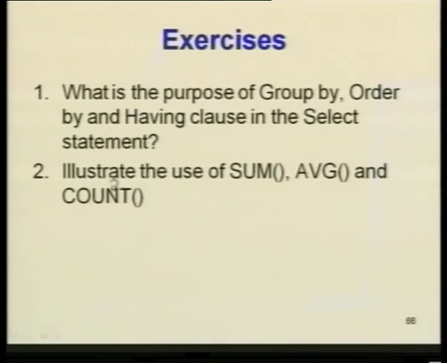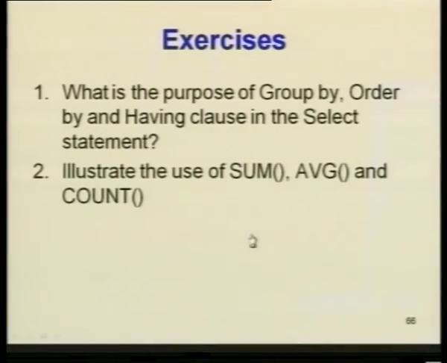Now let us look at some exercises. What do you think is the purpose of group by, order by, and having clause in the select statement? Order by we will be seeing. And when is the group by and having clause declared, and how is it implemented? Let us try to find out some uses of sum, average and count in a typical application. Take a typical application and show how this would be useful.